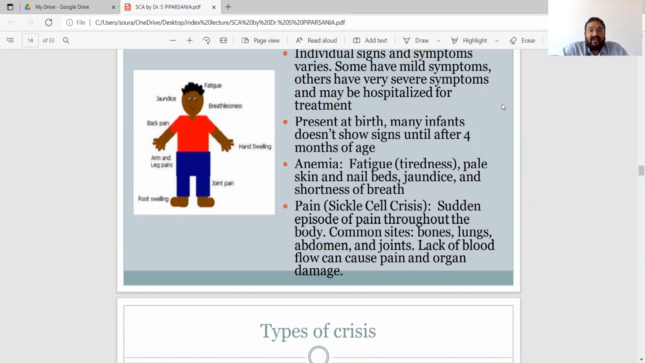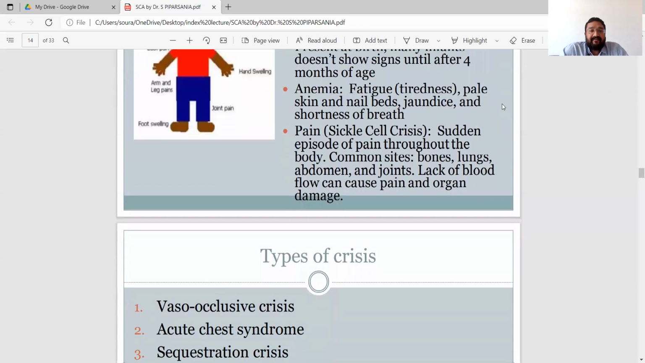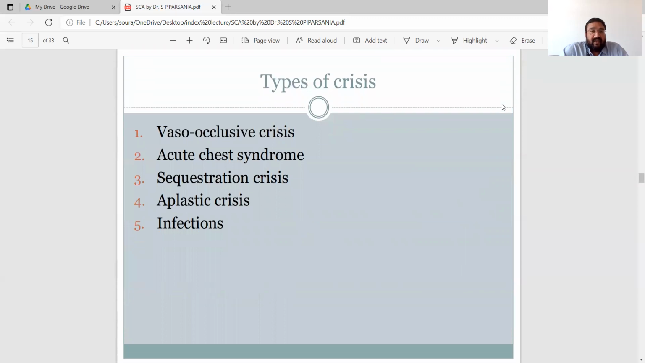Sudden episodes of pain throughout the body may occur, and the common sites where pain is complained of are bones, lungs, abdomen, and joints. Lack of blood flow can cause pain and organ damage. Various types of crises are seen in patients with sickle cell anemia. These are vaso-occlusive crisis, acute chest syndrome, sequestration crisis, aplastic crisis, and infection. Now we will discuss all these crises one by one.